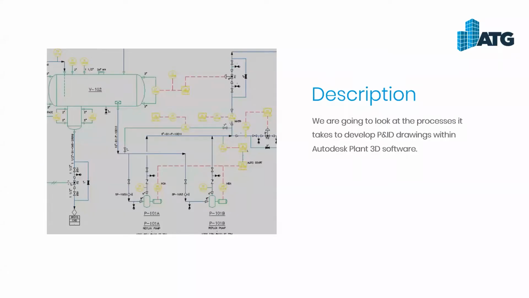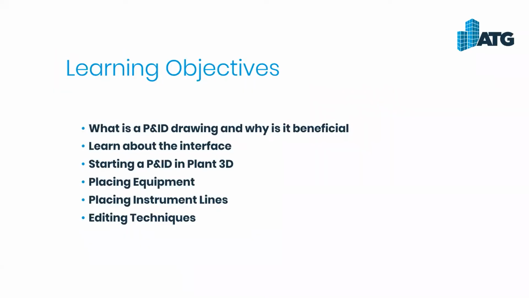So again, we're going to be taking a look at those processes and seeing what it takes to develop the P&ID drawings within the Autodesk Plant 3D software. Here are some of our learning objectives for today. Again, what is a P&ID drawing? Why is it beneficial? Take a look at the user interface, and show you a little bit of comparisons between an AutoCAD and a Plant 3D interface. Show you how to get started within a P&ID, place some equipment, some lines, and make some edits within a P&ID.